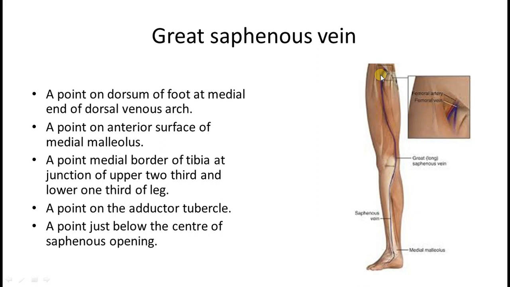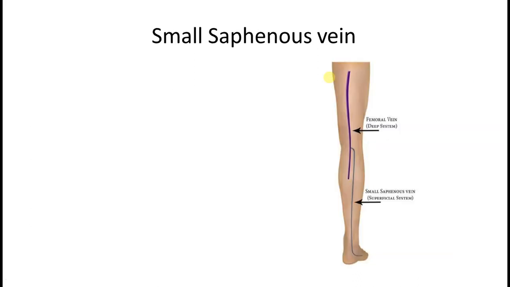Now, the saphenous opening itself is an important point for surface marking. How will you mark the saphenous opening? 4 centimeters below and lateral to the pubic tubercle. You mark a point on the medial side of the thigh, and that gives the surface projection for the saphenous opening. So this is about the great saphenous vein.